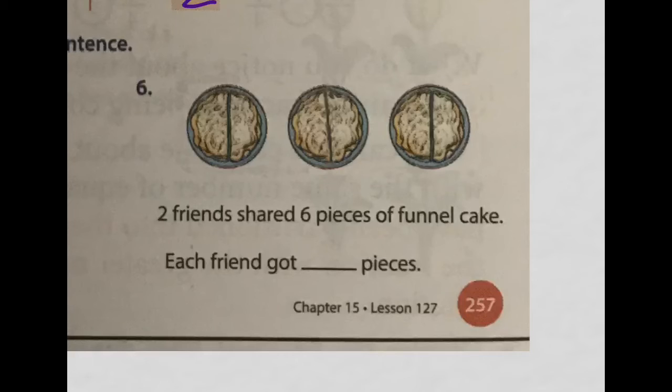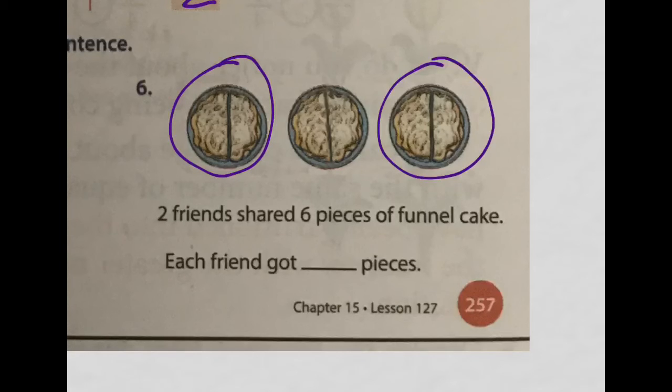Okay, so we know we have 2 friends. Each friend would get a whole one, right? Well, then what do you think we'd do with the third one? What do you think we would do? I'm going to erase some lines over here because we know we're going to have to share that middle one with the 2 students. If you said divide it in half, you're right.